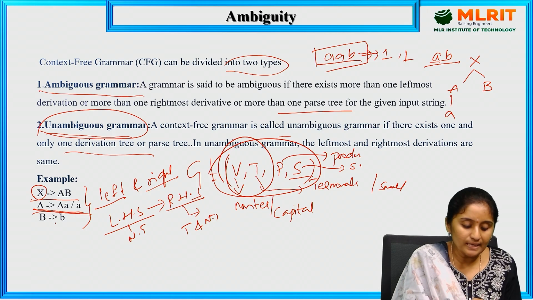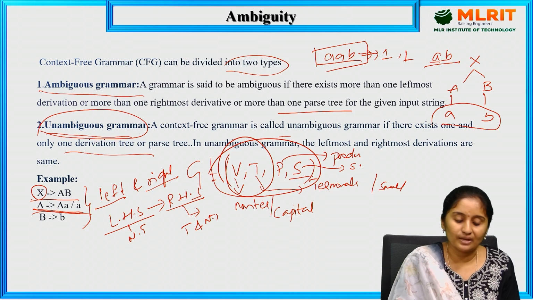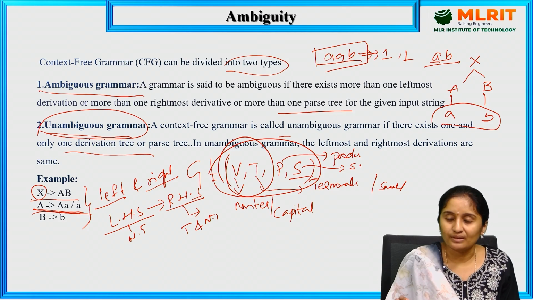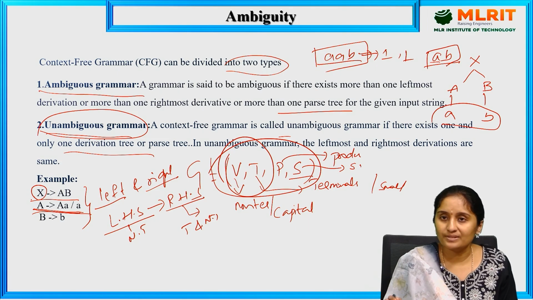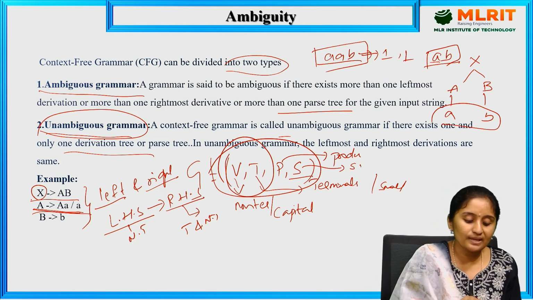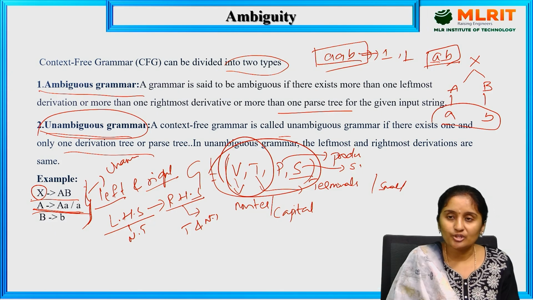And the next one is B. B is produced with B. So I can generate only one string. I cannot generate more than one string, more than one parse tree. For this string, I am going to generate only one parse tree. So this production is for unambiguous grammar.